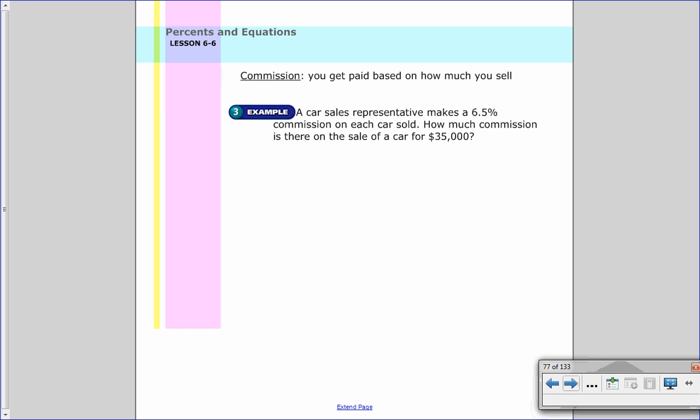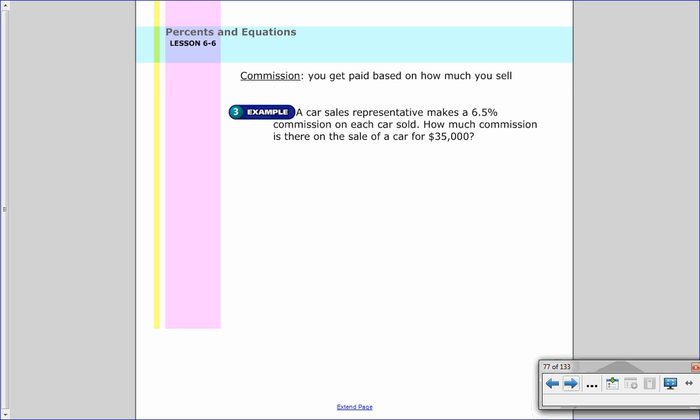Now we're on to commission. There are people out there who work for commission, basically meaning you get paid based on how much you sell. Car salespeople do this, and royalties, so your favorite singers get commission on what's being sold. I even hear some clothing stores do this too. So a car sale representative makes a 6 5/10% commission on each car sold. How much commission is there on the sale of a car for $35,000?